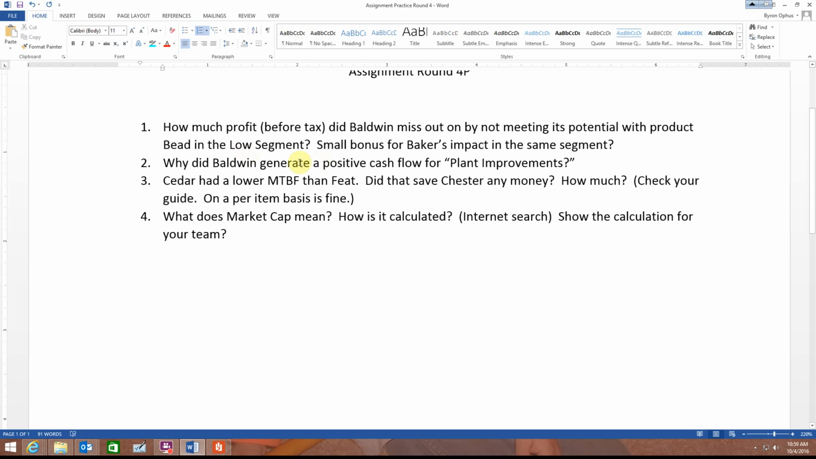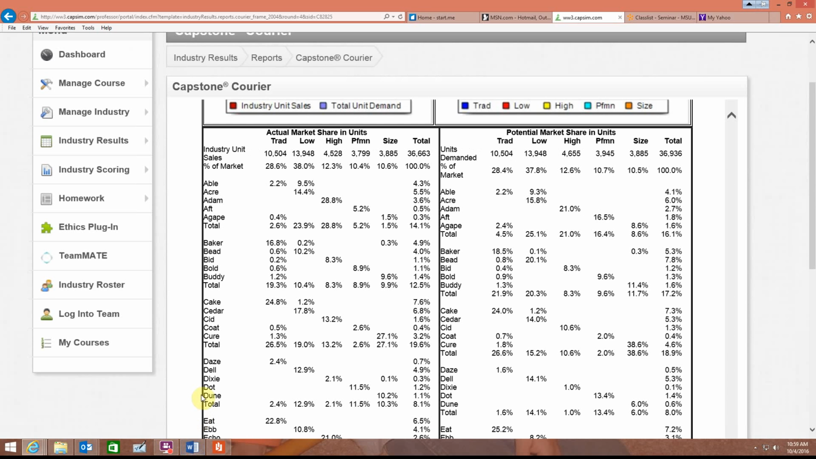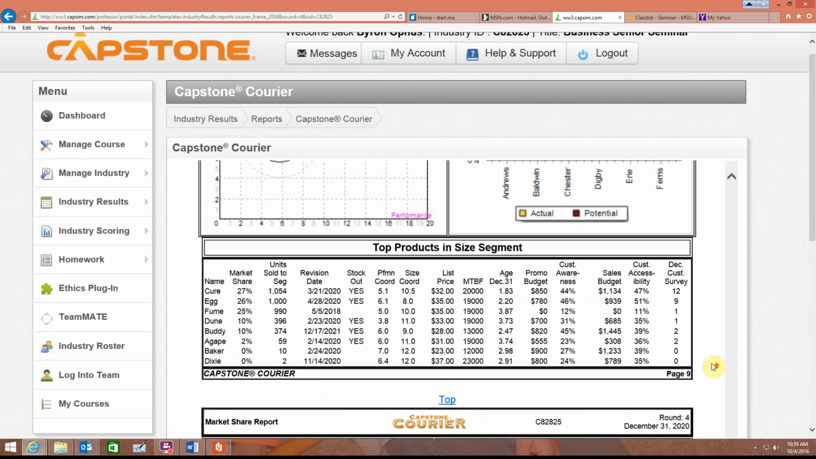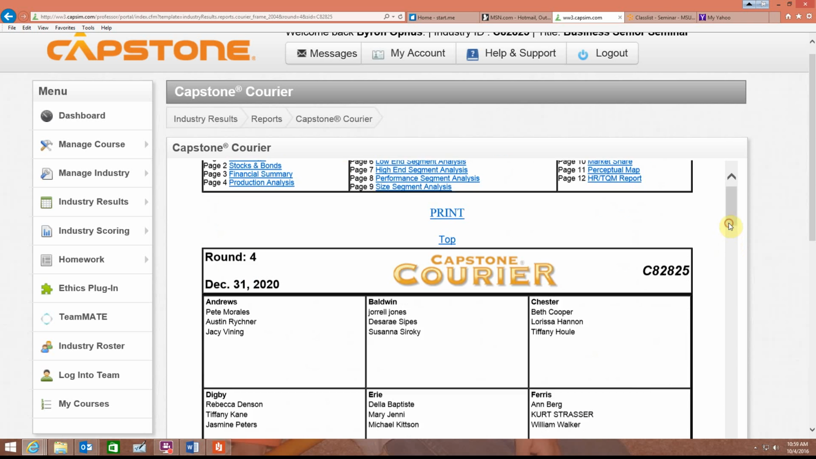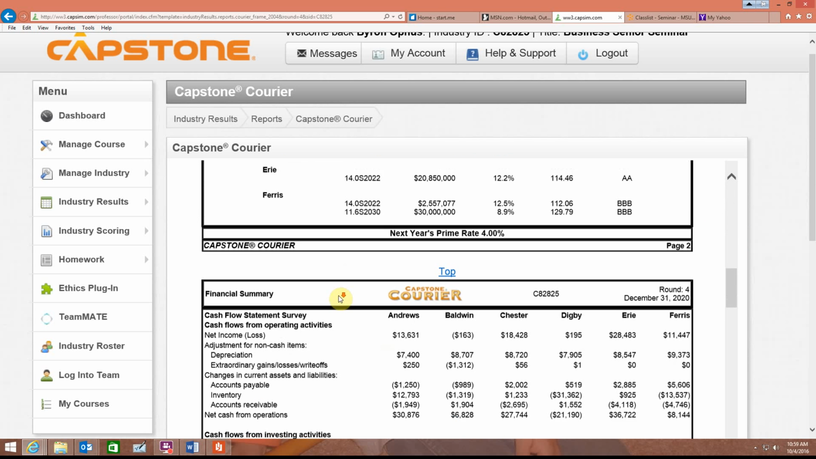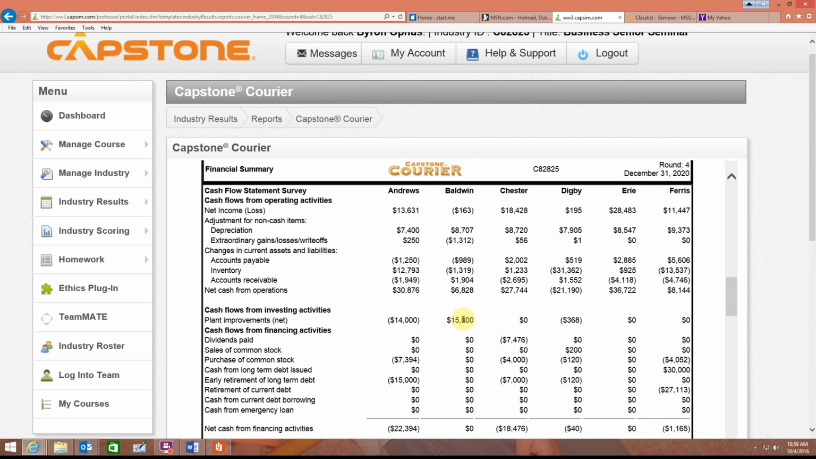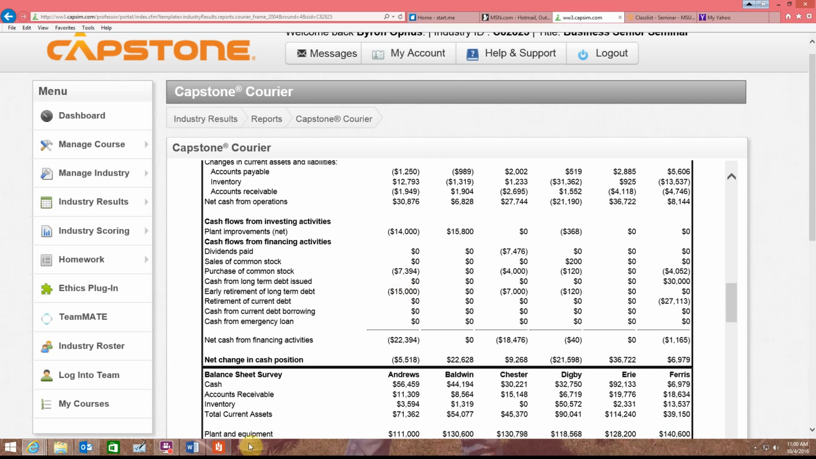So 2, why did Baldwin generate a positive cash flow for plant improvements? Team Baldwin, you guys should get this one right. I'll be very disappointed if you didn't, but of course every other team should get this correct too. And where that question comes from is the cash flow, right? Baldwin had a $15.8 million positive cash flow from plant improvements. Well, wait a minute. If I'm improving plants, how can I get a positive? Well, it did something, right? And so you might have to do a little bit of digging to figure out the answer to that one.